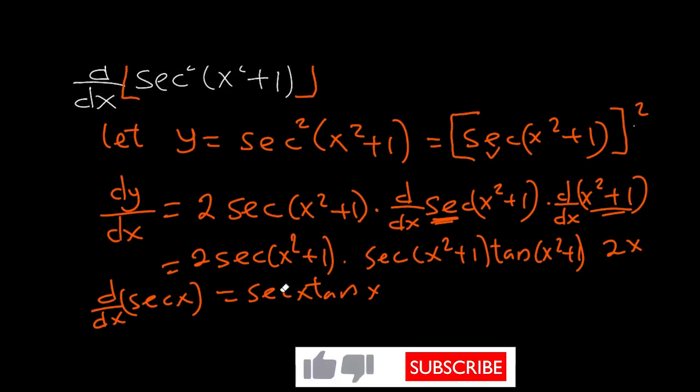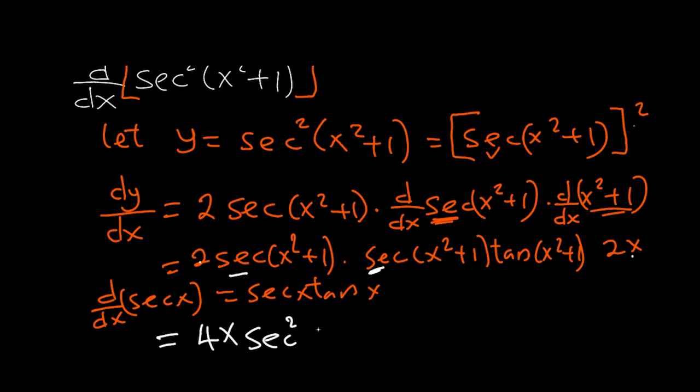So on the final note, for the answer, we're going to have 2 times 2x, that's 4x. Then sec times sec, making 2 sec squared of the function, and then tan of x squared plus 1. And that finishes the solution to that question.